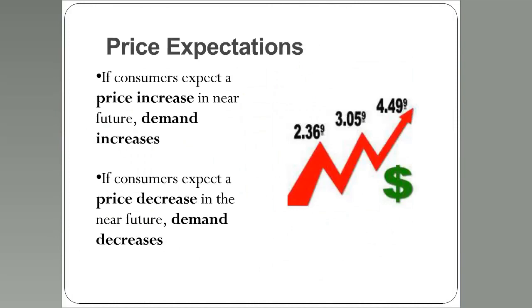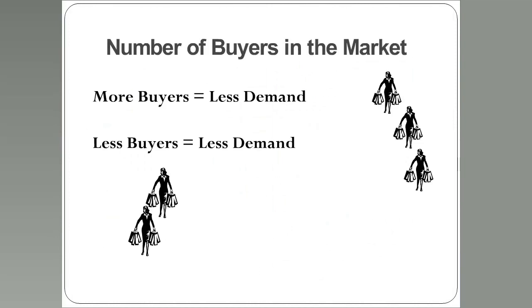If consumers expect the price to increase in the next year, then they try to buy more now, before the price rises, and the demand increases. If consumers expect the price to increase in the near future, demand increases. If consumers expect the price to decrease in the near future, demand decreases. And the number of buyers in the marketplace affects demand. More consumers increase the product's demand. Fewer consumers decrease the product's demand.